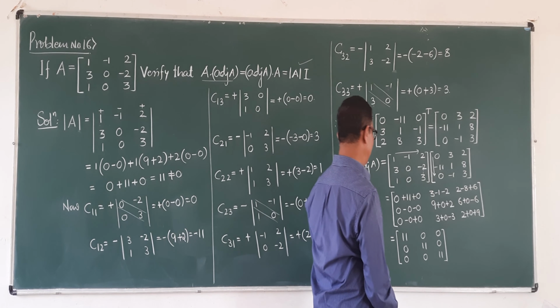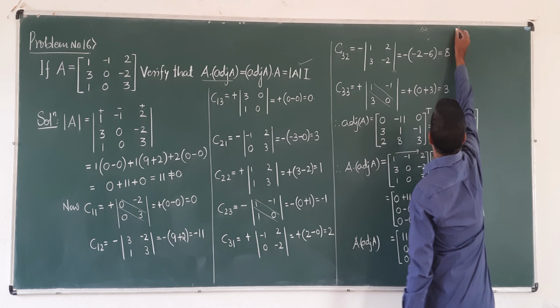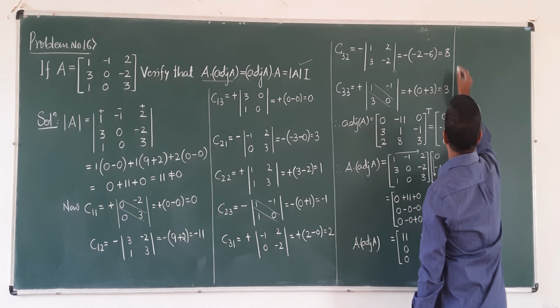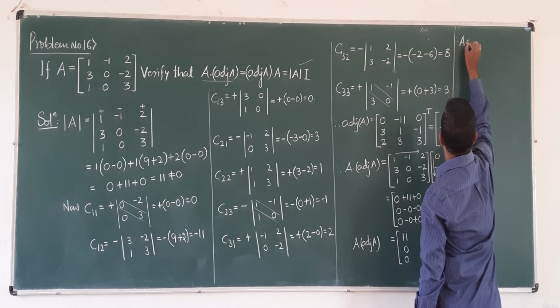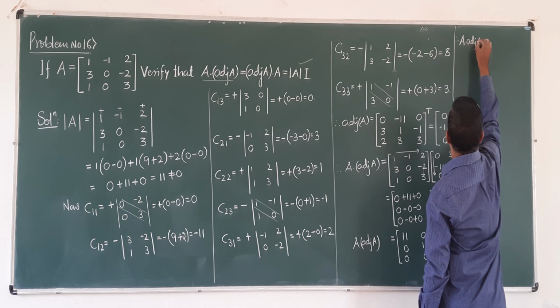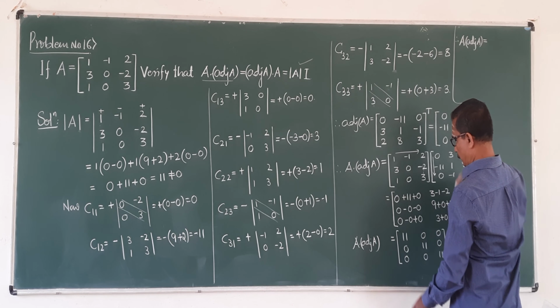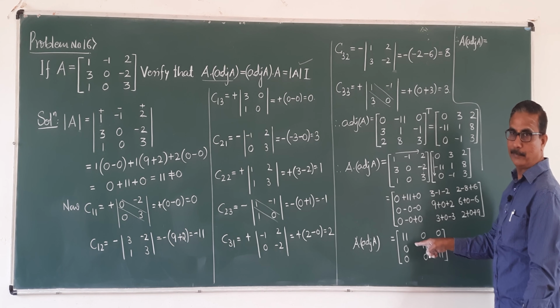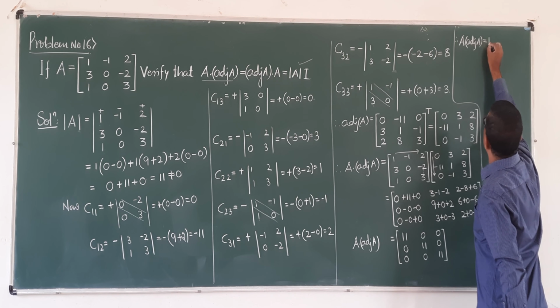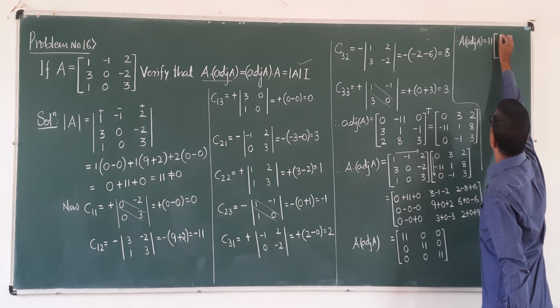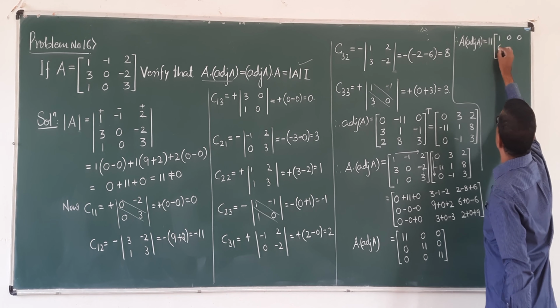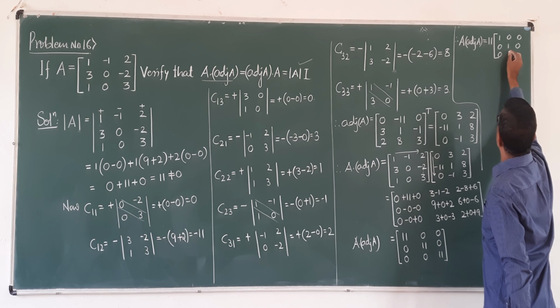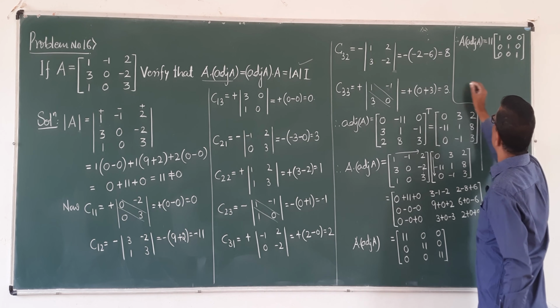Okay, now look at this. Therefore A into adjoint of A is equal to, in this matrix, is there any common element? There is a common number, which is 11. If we take 11 common, what remains? 1 0 0, 0 1 0, 0 0 1.